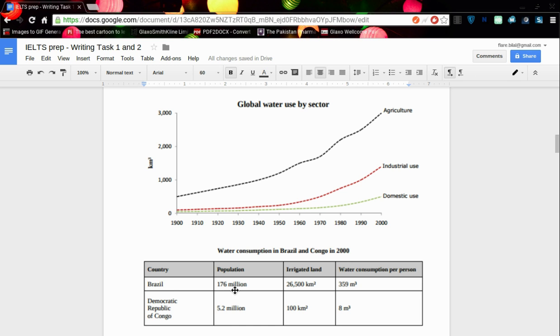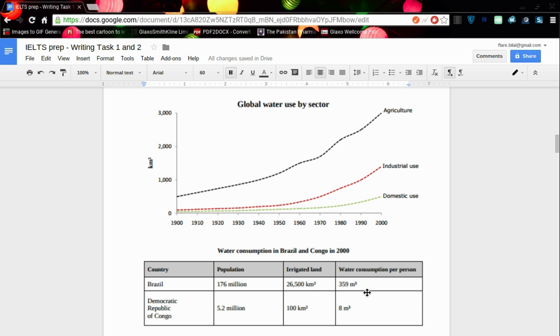So Brazil has a 176 million population. You can start something like that. Brazil has 176 million population and a huge amount of irrigated land, like 26,500 kilometers square. Now this has nothing to do with this, and it is important to know that it has nothing to do with each of these. These are separate items that need to be separately compared with the other country. So irrigated land has to be compared with this irrigated land. And now no one is asking you for the geography of Brazil or Congo. You just have to say that the irrigated land in Brazil is much more than in Congo.